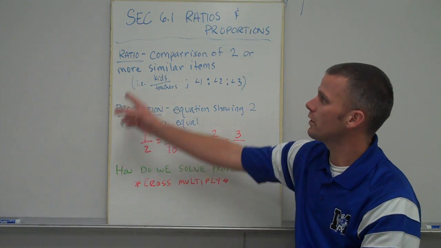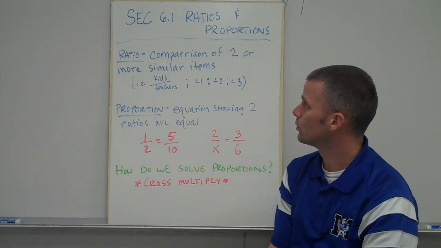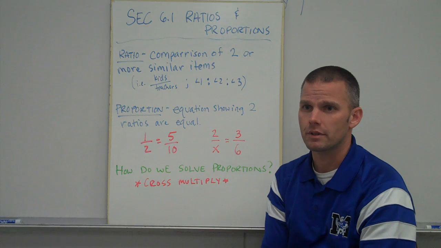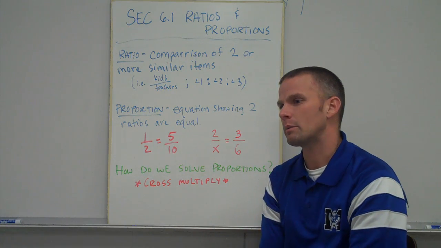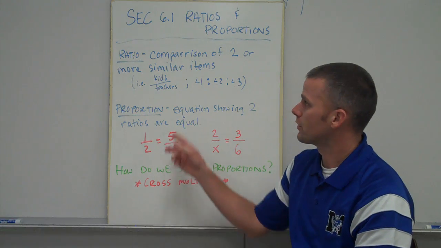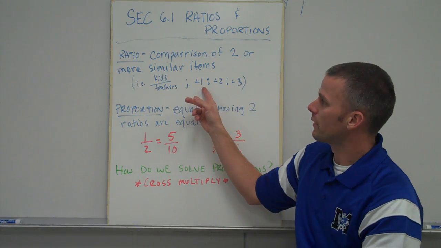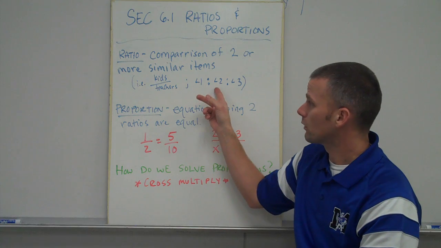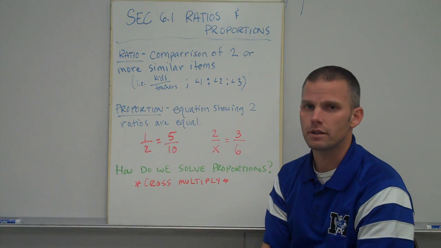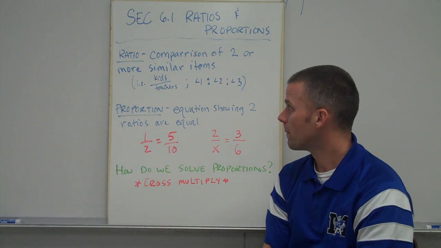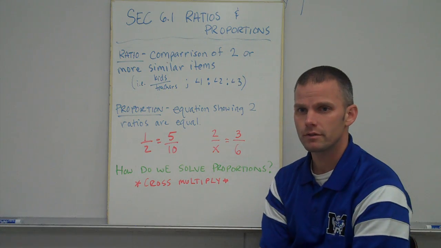So, a ratio: a comparison of two or more similar items. A lot of times we talk about the ratio of students to teachers, or people with blue eyes to people with brown eyes. Here you can see I did the ratio of angle 1 to angle 2 to angle 3. And that'll come more into play as we get into the examples. But a ratio, you're just comparing two similar things.